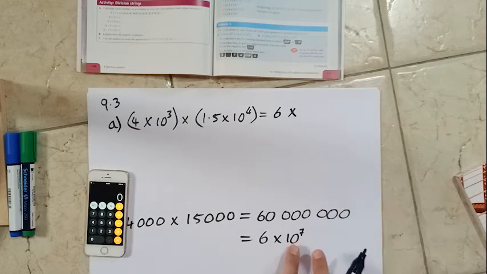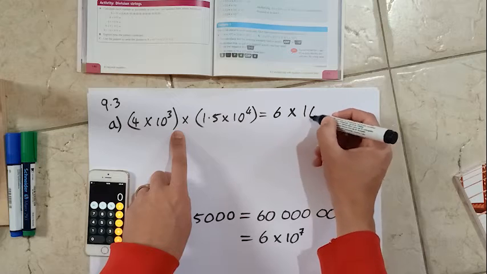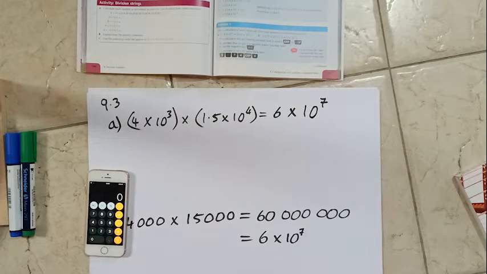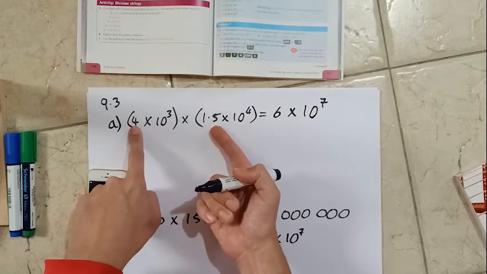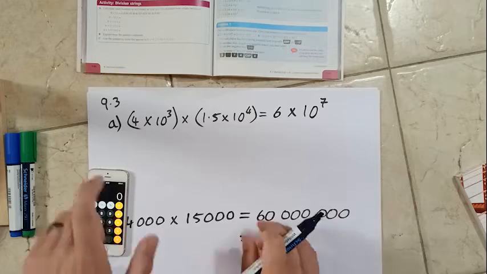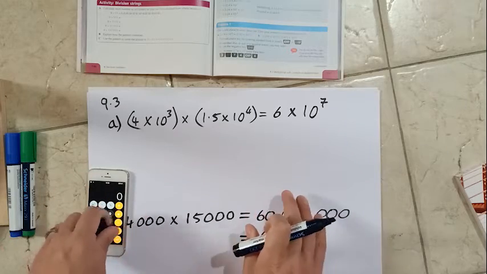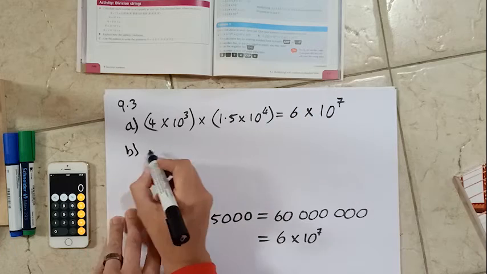Can you see the link here? 6 times 10 to the 7, 4 and 3 here, times 10 to the 7. So basically the rule is when you multiply the numbers and then add the powers. But take care, because, let me do a different example.